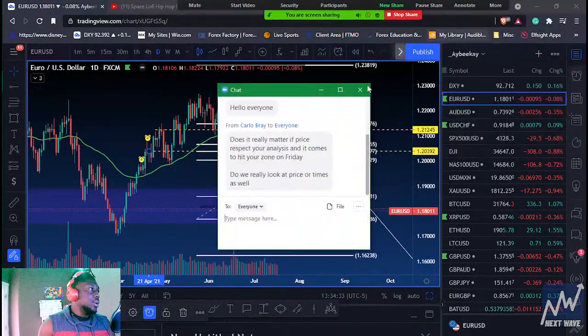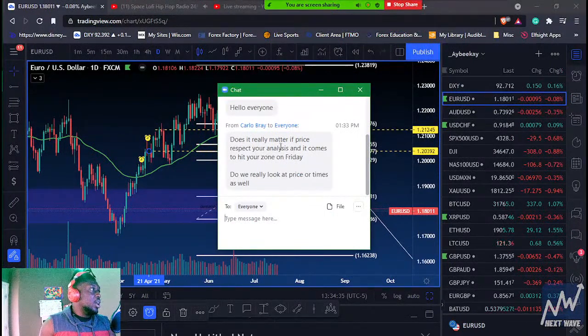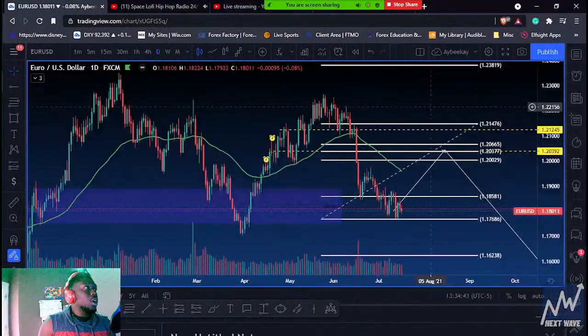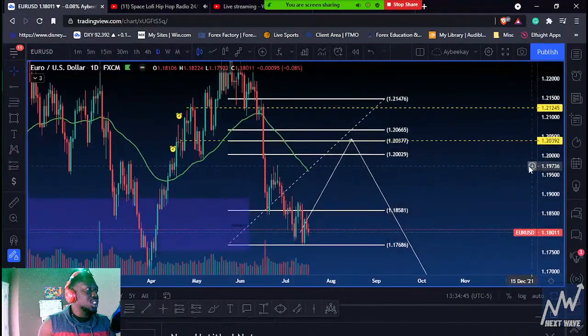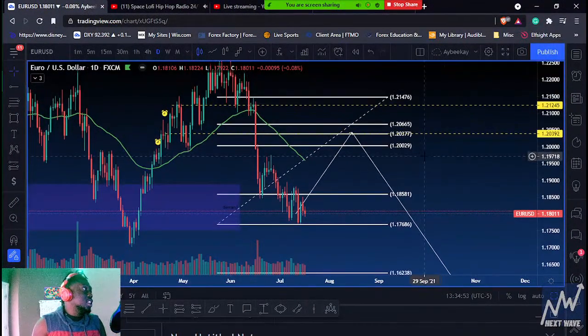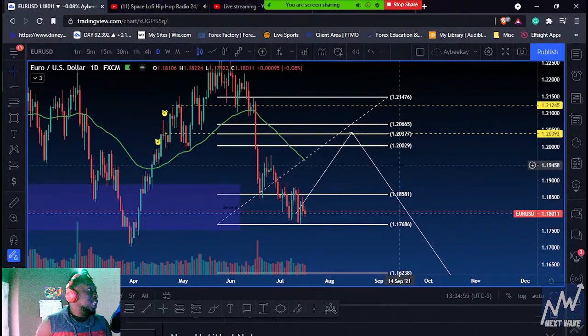Let me see what we have here. Does it really matter if price respects your analysis and it comes to hit your zone on Friday? Do we really look at price or times as well? So depending on what type of trader you are, you have to make those decisions on your own. I personally do not care what day it is to trade. If I see an opportunity, I'm going to take it, right? That's my style of trader. If I see a setup that I could take on a Sunday, I'm most likely going to take it.